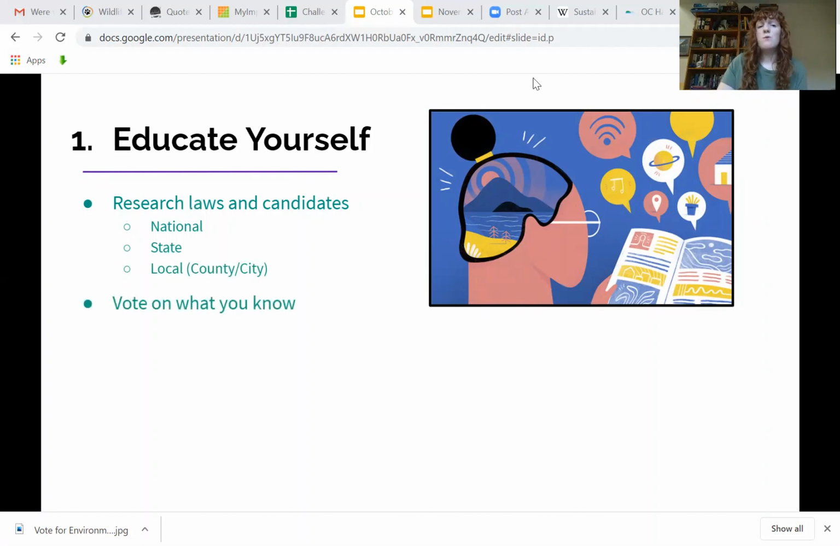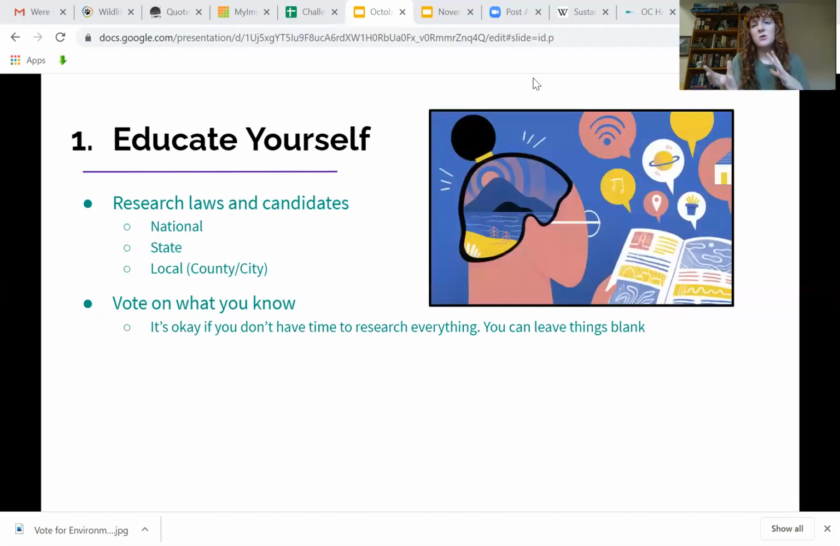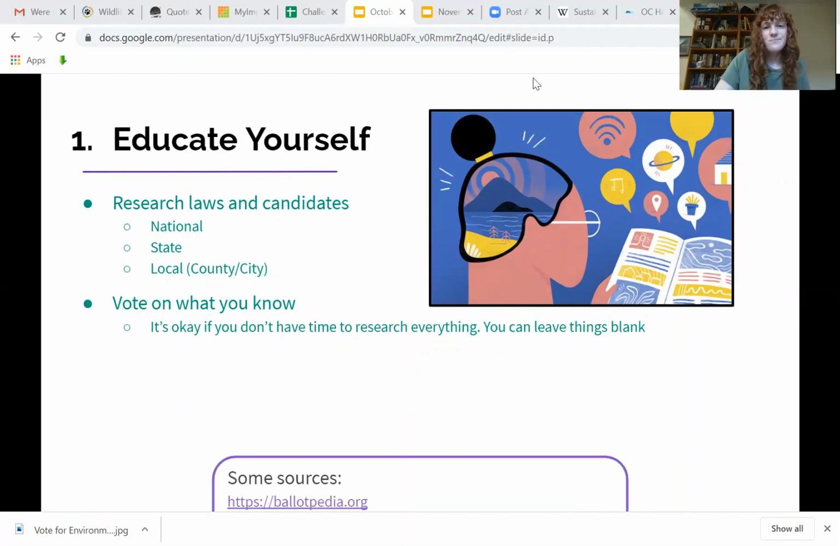Also, it's important to vote on what you know. So make sure that whatever you vote on, you have researched, but don't make that stop you from voting, because it is okay if you don't have time to research everything. You can leave certain things blank on the ballot if you did not have time to research it and just don't know enough to decide. That is perfectly okay. We want you to be voting on things that you're confident about.